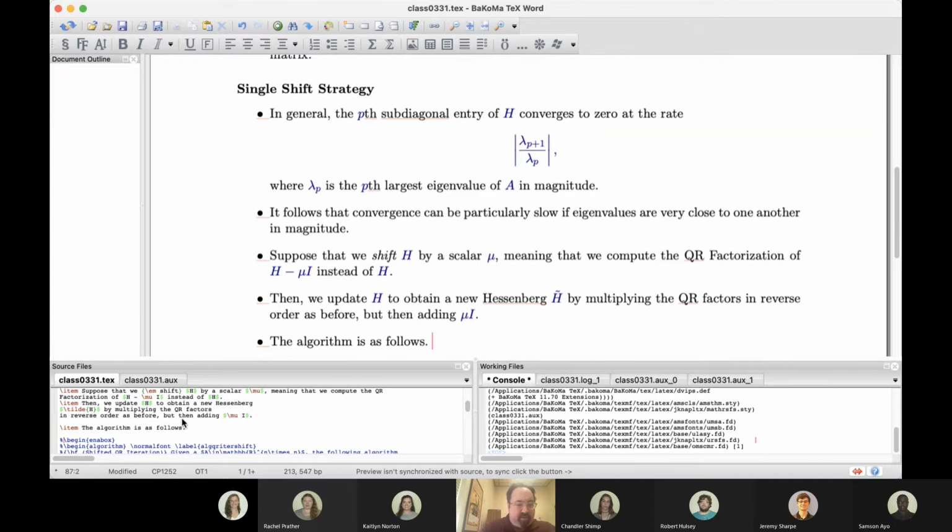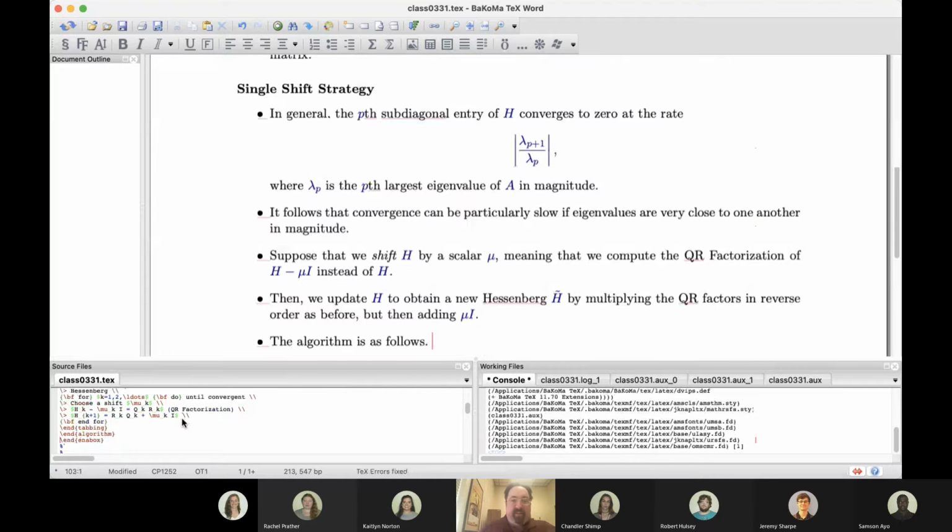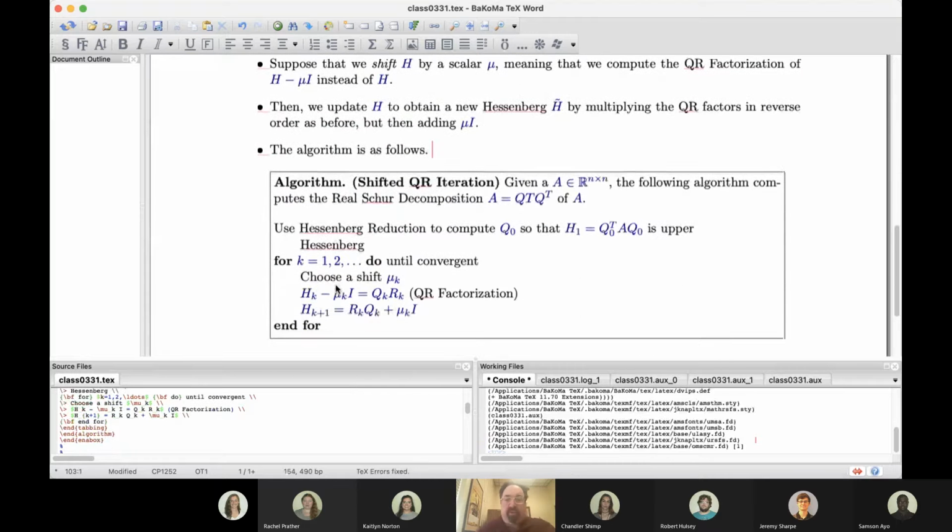Here's what the algorithm is now, with this taken into account. Shifted QR iteration. Here's our original square matrix A, it could be any square matrix. We reduce it to Hessenberg form using the algorithm that I described last time. And then we carry out iteration on this Hessenberg matrix. So we choose some shift. Now, we don't know yet how to choose a shift. That's something I'll talk about momentarily. But once we've chosen one, we QR factorize the shifted matrix, multiply the factors in reverse order, and add the shift back.